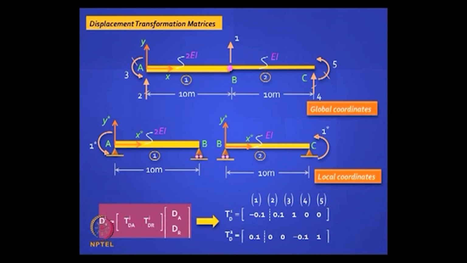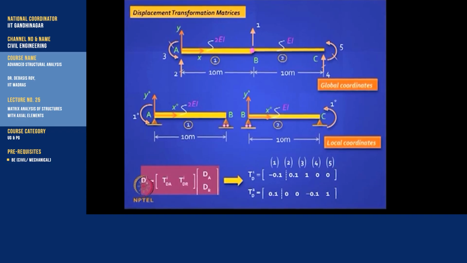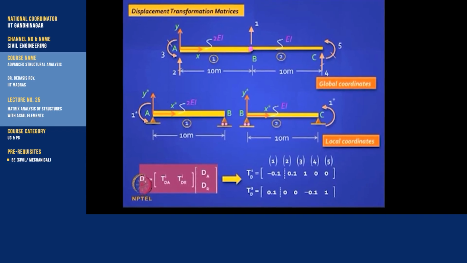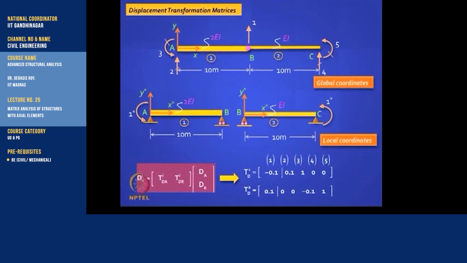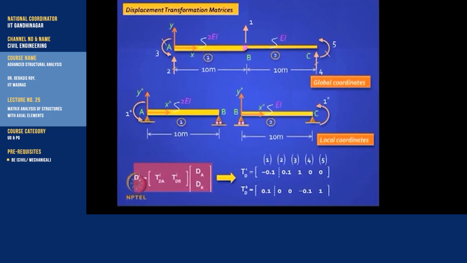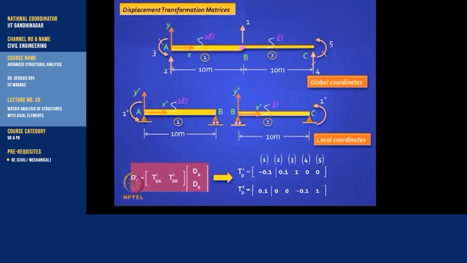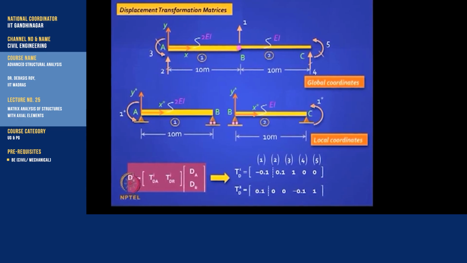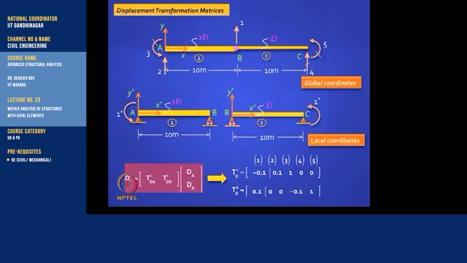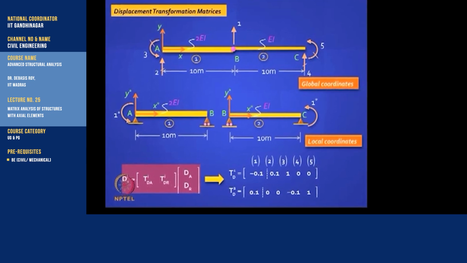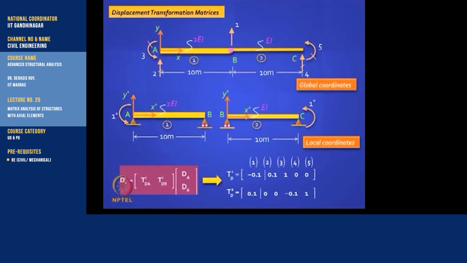If I lift up B by unity and do not allow any other movements, then I have an anti-clockwise chord rotation 1 by 10 for this element, which will give me, should it be minus or plus? Minus, because anti-clockwise chord rotation is clockwise equivalent flexural rotation, so it is minus, and for this I get plus because it is the opposite. So that is how I fill up the first column.